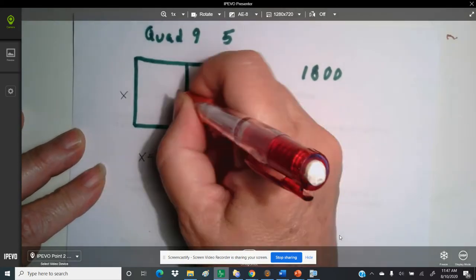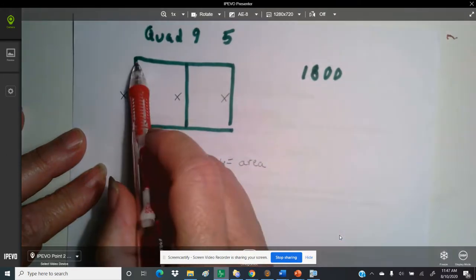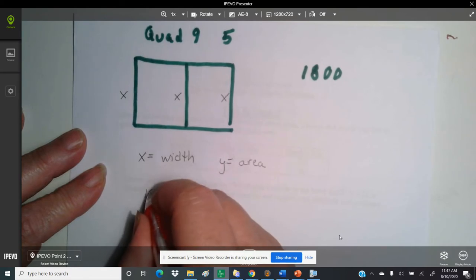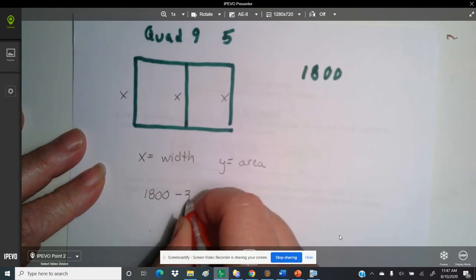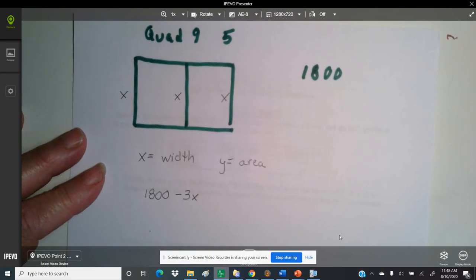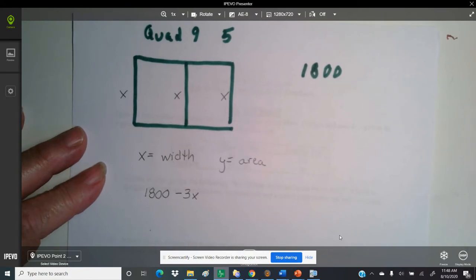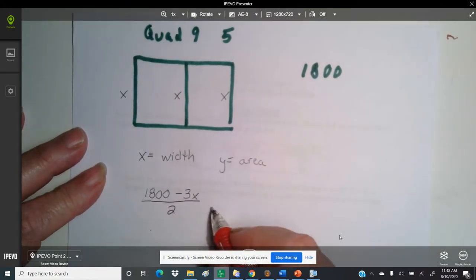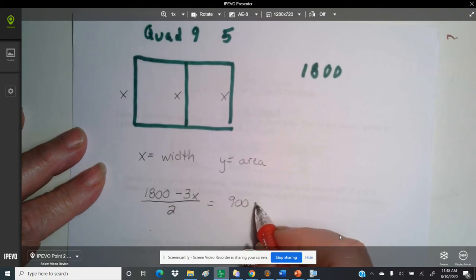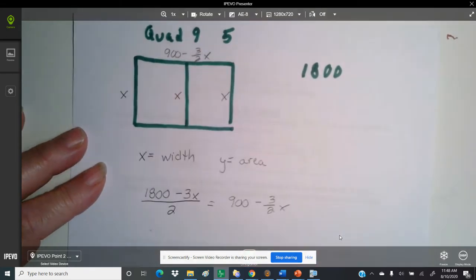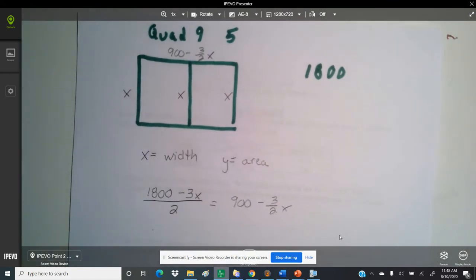So if x is my width, then I've got 3 different widths here because I'm going to have fencing here, here, and here. So if I have 1,800 feet of fencing, right now I've used 3x of it up. But I have to put fencing here and here, so I have 2 more places to put fencing. So my length will really be 900 minus 3 over 2 x. So that's what my length is going to be. So now I've defined all of my perimeters with just one variable, x.